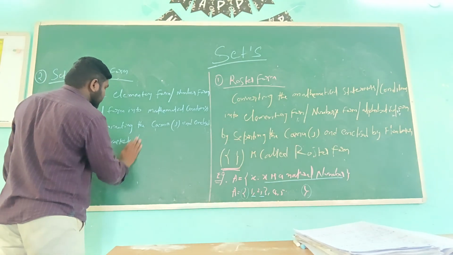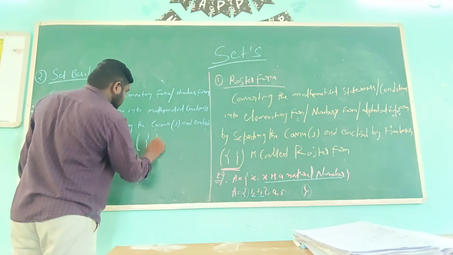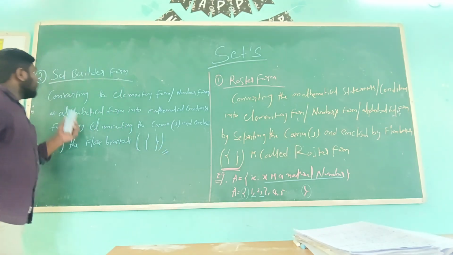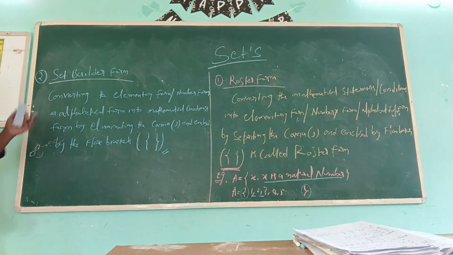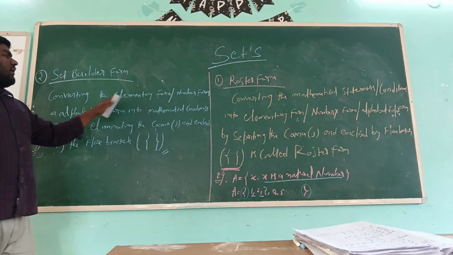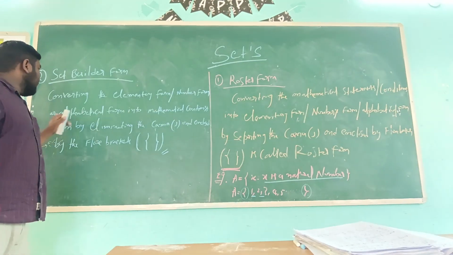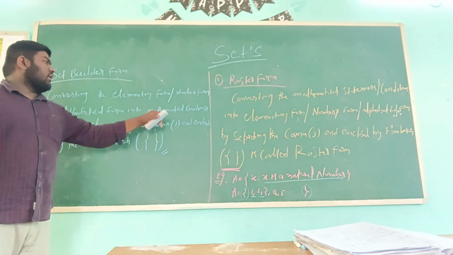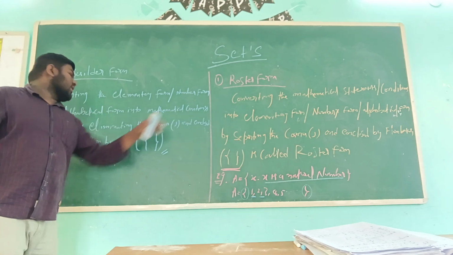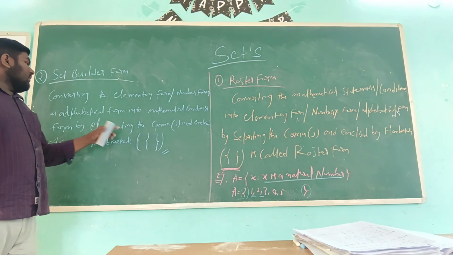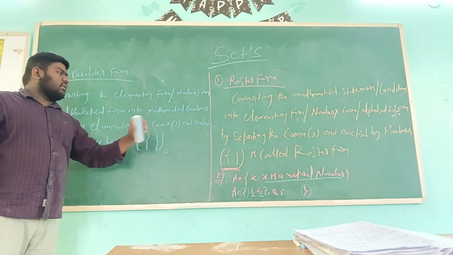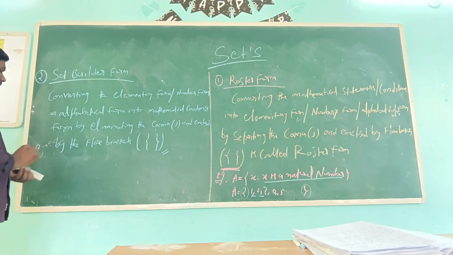Flower brackets. Now, sure, this is called the set builder form. What is set builder form? Converting the elementary form or numbers form or alphabetical form into the mathematical conditions or statements form by eliminating the comma, and enclosed by the brackets.